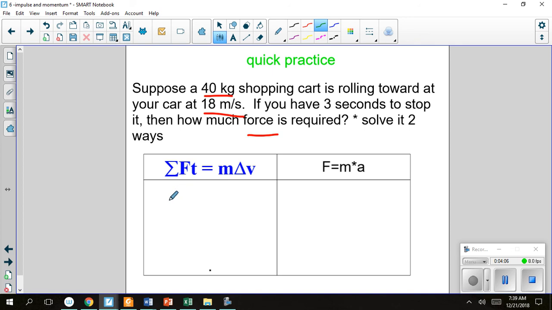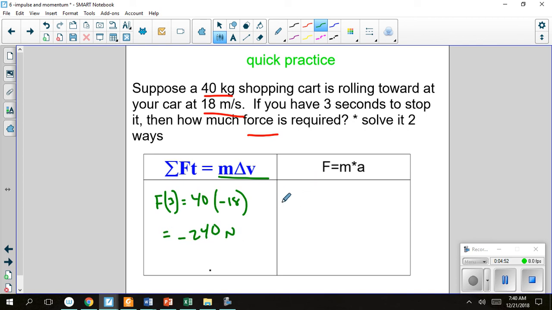So there's two ways that you can do it. So you can use our new equation here, which is going to be force times time equals mass times delta V, where our time is 3 seconds. Our mass is 40. Our change in velocity, so our final, which is 0, minus our initial, which is 18, should be negative 18. And that should give you a force of negative 240 newtons.